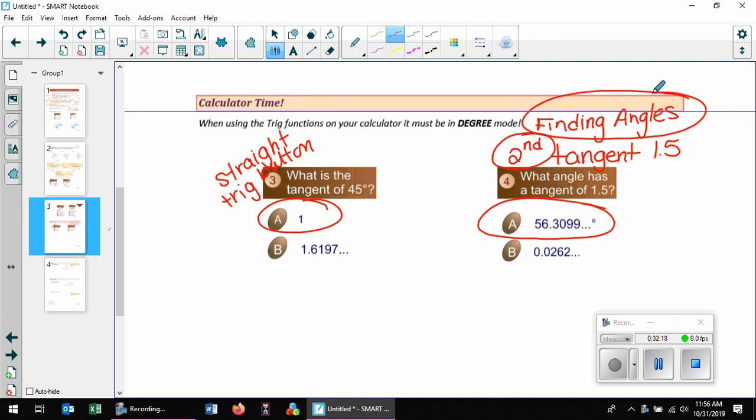Could you figure out the correct answer without ever looking at the calculator? Because there's a degree sign, if it was a multiple choice question. So if you're finding angles, you have to use the second function button. We're going to get more into that when we're actually solving for angles.